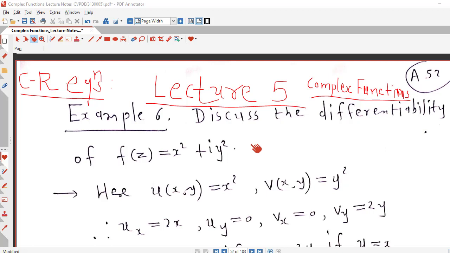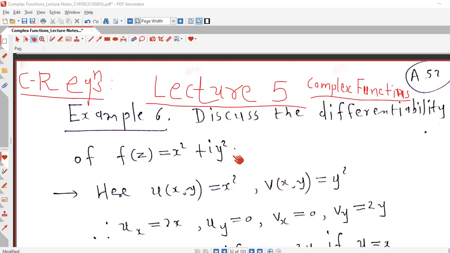Today we are going to discuss some more examples on differentiability of a complex function. In the last lecture, we have seen how Cauchy-Riemann equations can be used to check differentiability of a complex function. So as we have discussed, if we want to show that some function is differentiable at some point z equal to x, y, then we have to show that two conditions are satisfied at that point.